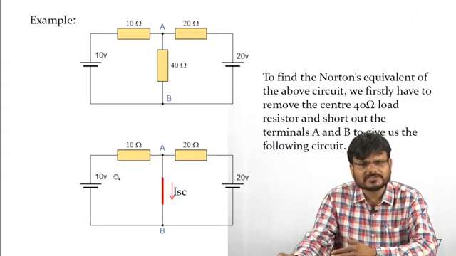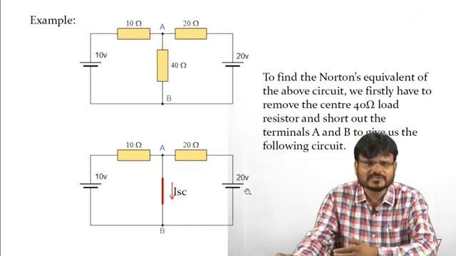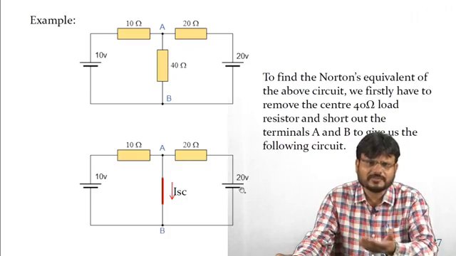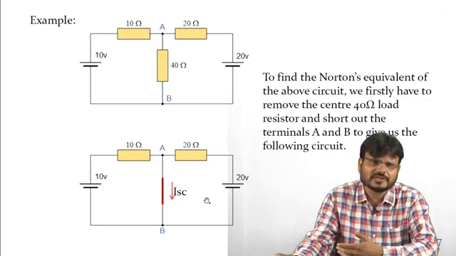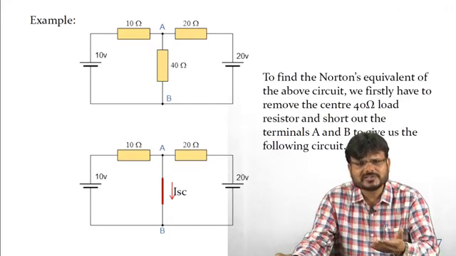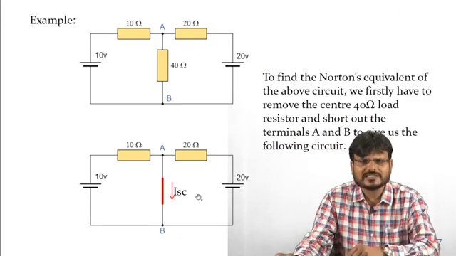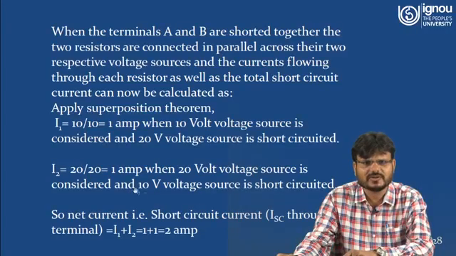When you consider the 10 volt source, the current I1 flows in this direction from A to B, that is 1 ampere. When you consider the 20 volt source, the current is again 1 ampere, because 20 divided by 20 is 1 ampere, and that current also flows from A to B. What the superposition theorem states is that it will be equal to the algebraic sum. The currents flowing through these two individual voltage sources are in the same direction. So ISC can be written as ISC equal to what?